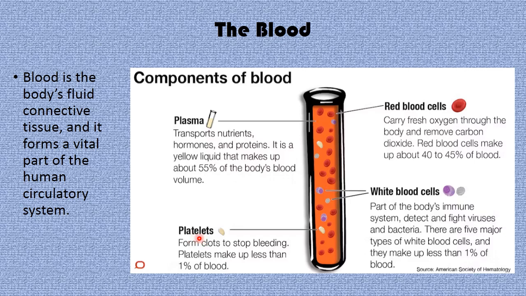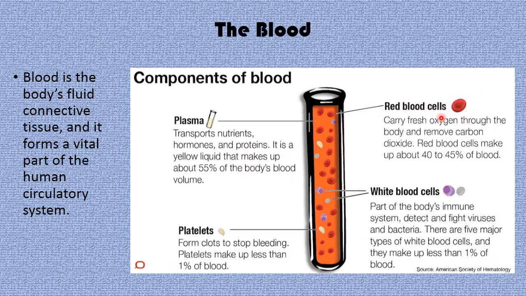Now, another component is the blood platelets, which form clots to stop bleeding. Platelets make up less than 1% of the blood. So the function of the platelets is to form clots to stop bleeding when there is an injury in any part of the body. We also have the red blood cells.